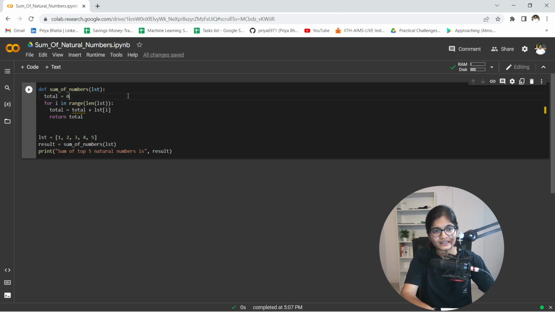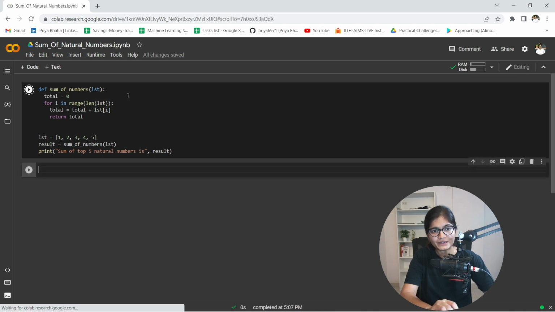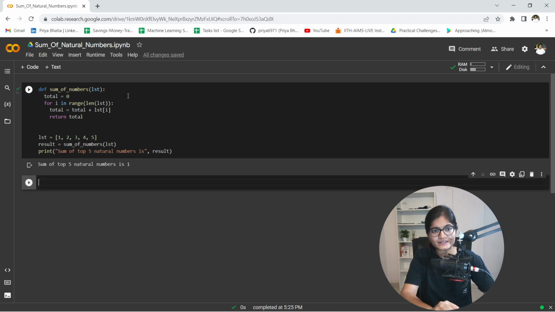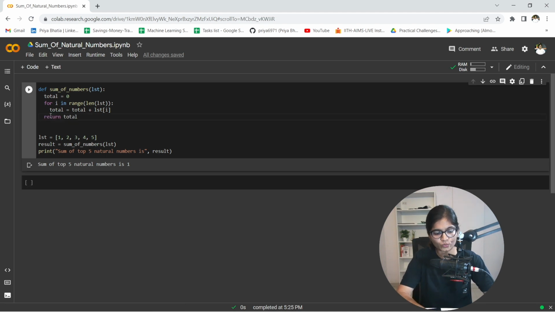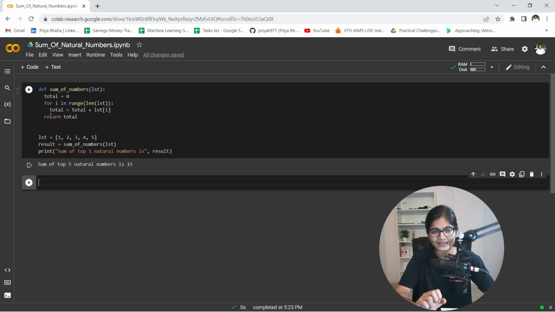Here, if you see, I am returning this. Let me try to run it. For the sum of the top natural numbers, we are returning a wrong result. We should return after the completion of the for loop. So now we will get the correct result.